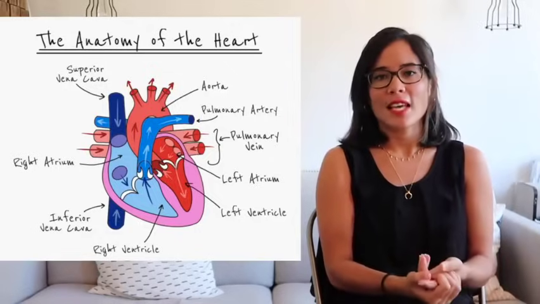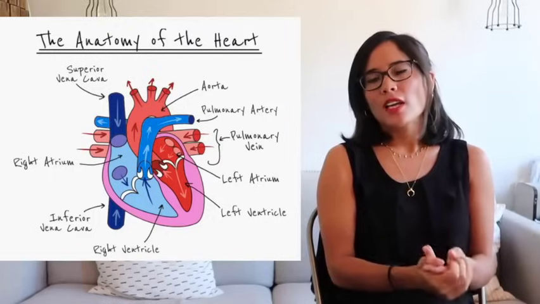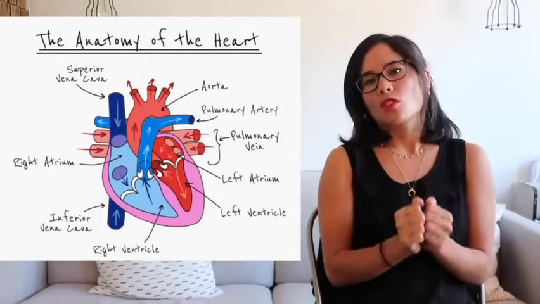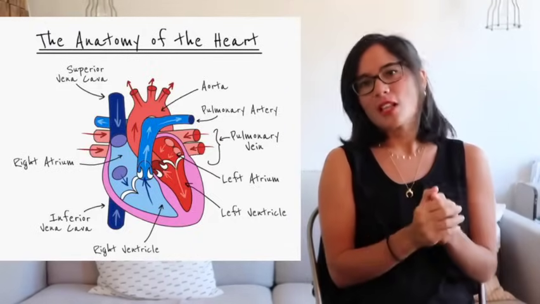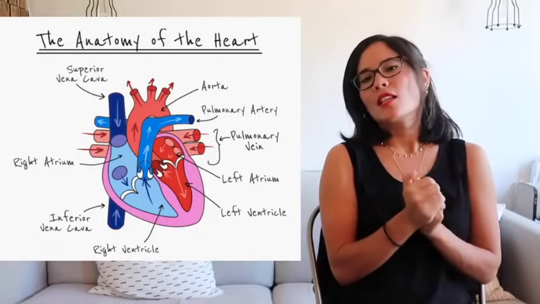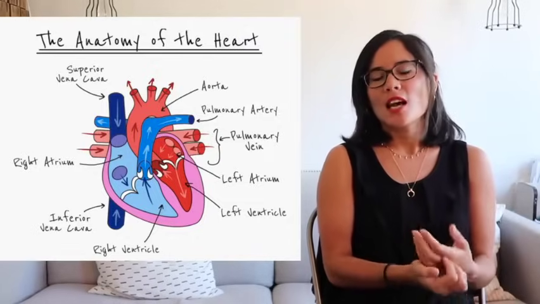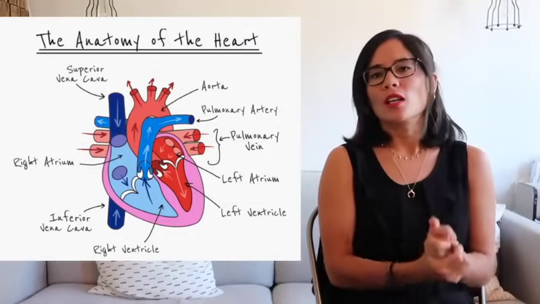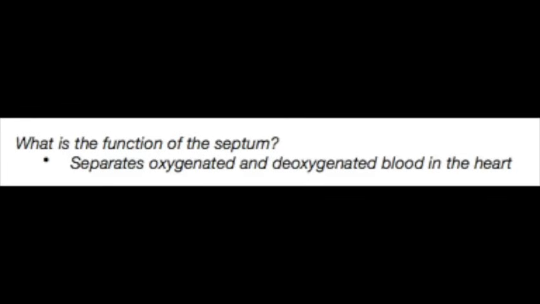The vein is the vena cava, and it's going to take blood into the right atrium. The right atrium contracts, forcing blood through the tricuspid valves into the right ventricles. The right ventricle contracts, forcing blood into an artery. This artery is clearly going to be flowing to the lungs so the blood can be oxygenated, and this is why it is the pulmonary artery. So that's our overview of blood flow around the body.